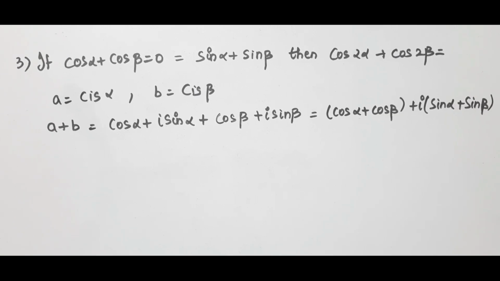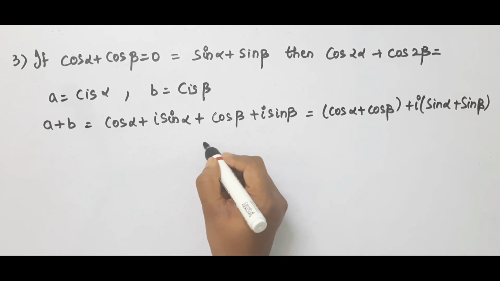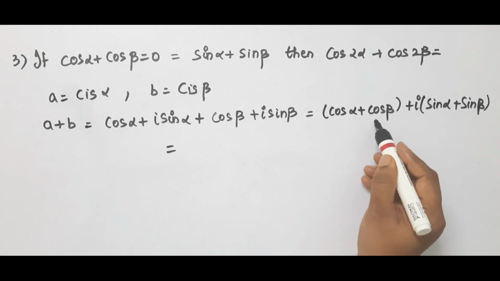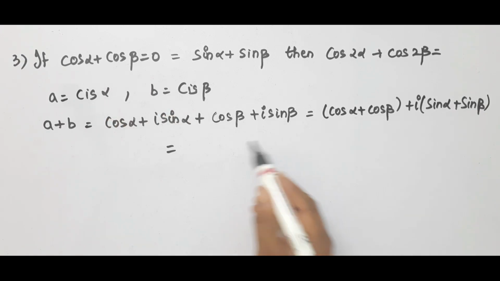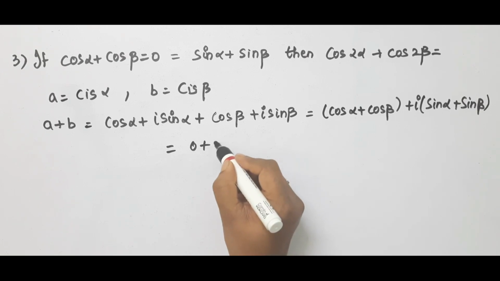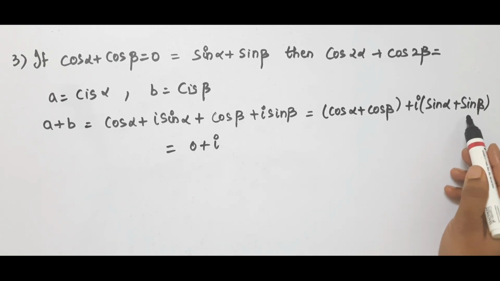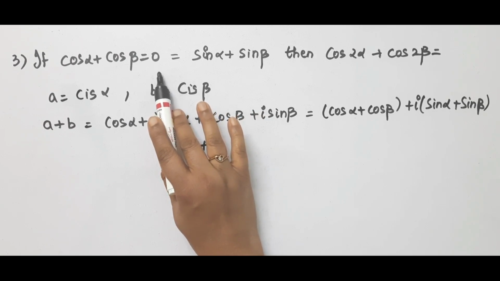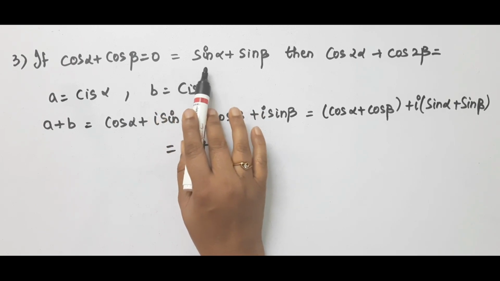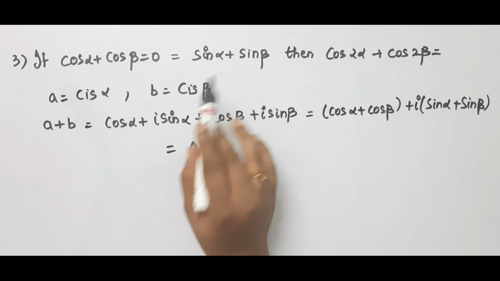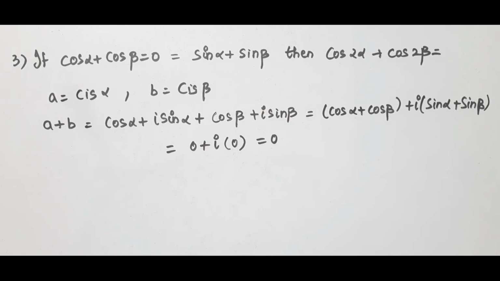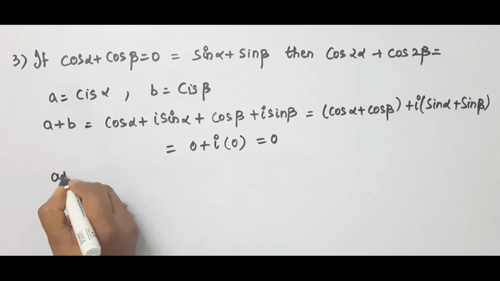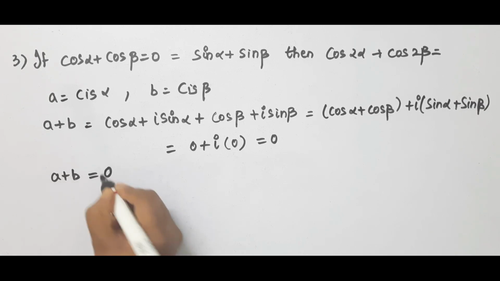So this is equal to cos alpha plus cos beta, they have given the condition as 0. So this value is 0 plus I into sin alpha plus sin beta, they have given the condition as 0, is it not? 0 equal to sin alpha plus sin beta means this whole value is 0. So this is also 0. So finally we got 0. So when we add A plus B, the value is 0.